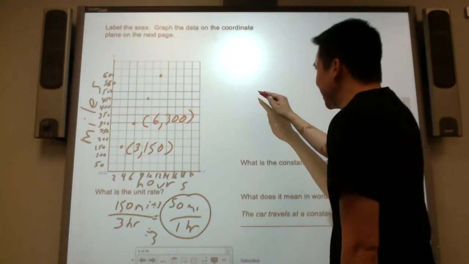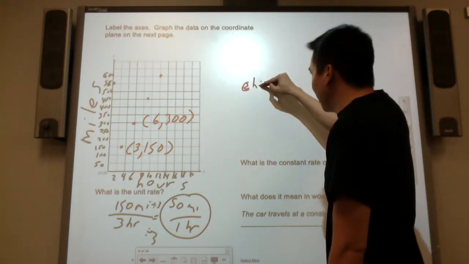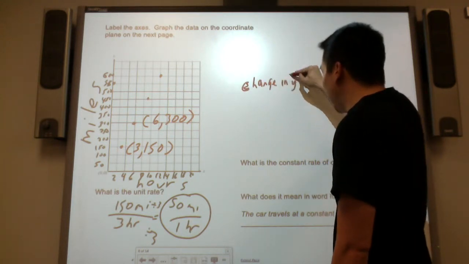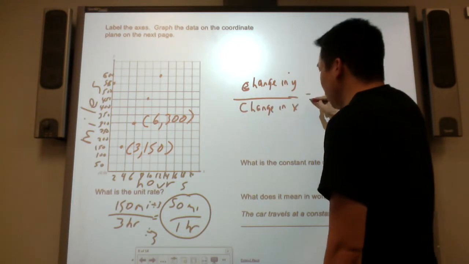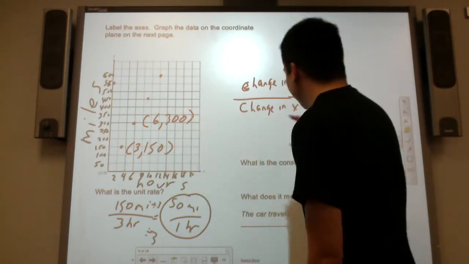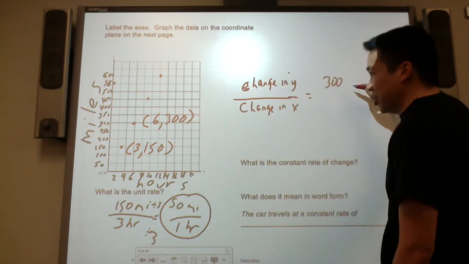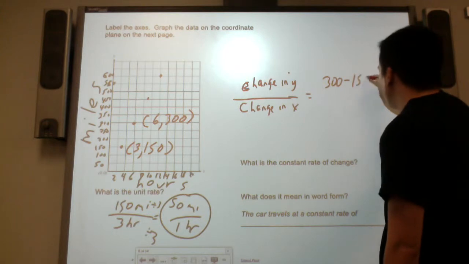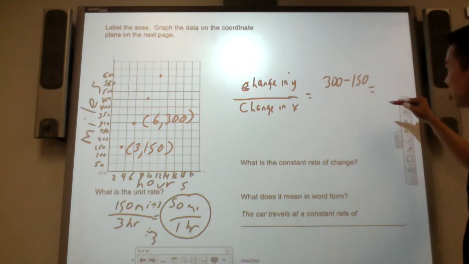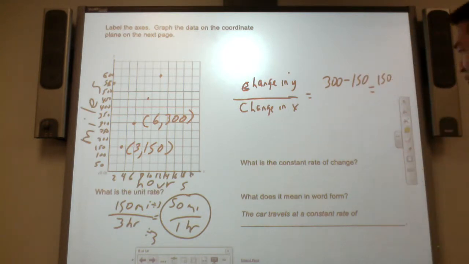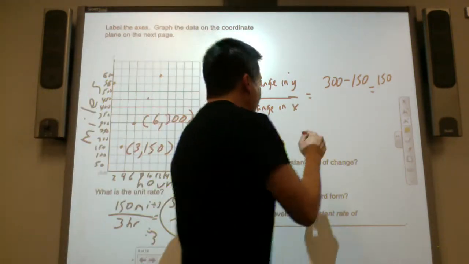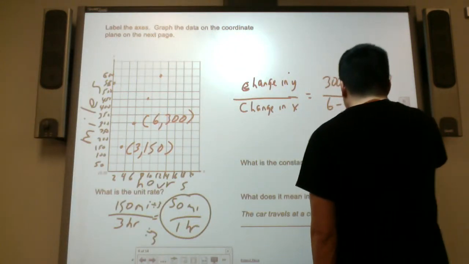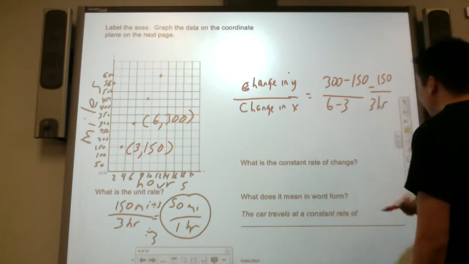So we go back. It says find the rate of change is a change in y and a change in x. So is y changing? It changed from 300 miles to 150 miles. So how much did it change? It changed by 150 miles. And the next one, you had 6 hours and then dropped down to 3 hours. So it changed by 3 hours.